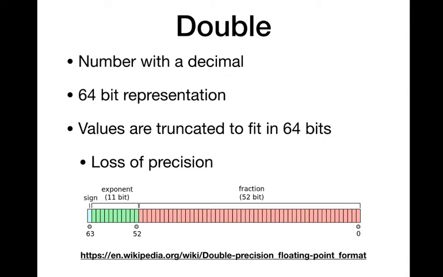Next is a double. Doubles are 64-bit representations. You've seen floats and numbers in Python and JavaScript. Double is any representation with a decimal, similar to float in Python. So this 64-bit representation is still truncated. Since we have to use only 64 bits to represent this number, there has to be some rounding at some point.